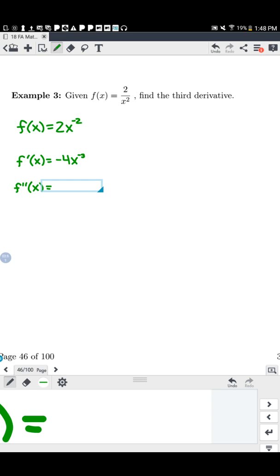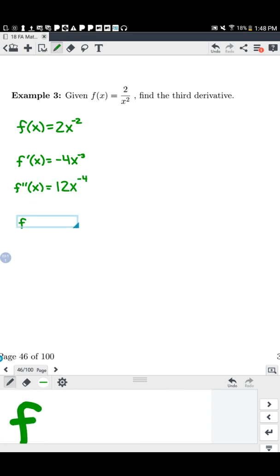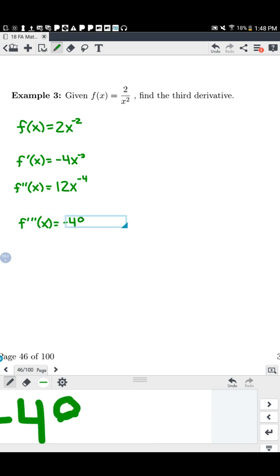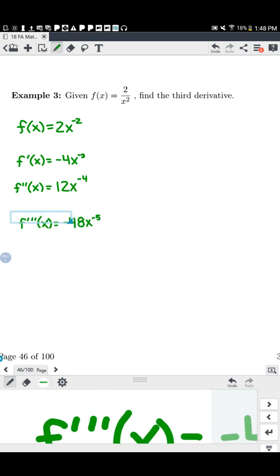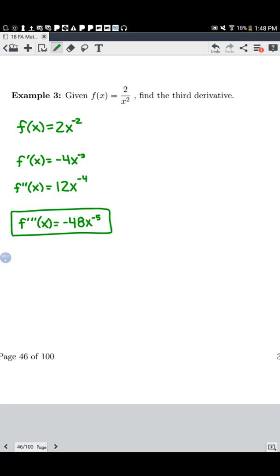So I'm going to bring down my power again. I have negative 3 to bring down times negative 4. A negative times a negative is going to be a positive 12. X to the negative 3 minus 1 is negative 4. And the last one I have to find is the third derivative, so f triple prime of x equals 12 times a negative 4, which is going to be negative 48, x to the negative 5. And we just found our final answer, so we'll box it in. We're all done finding our third derivative.